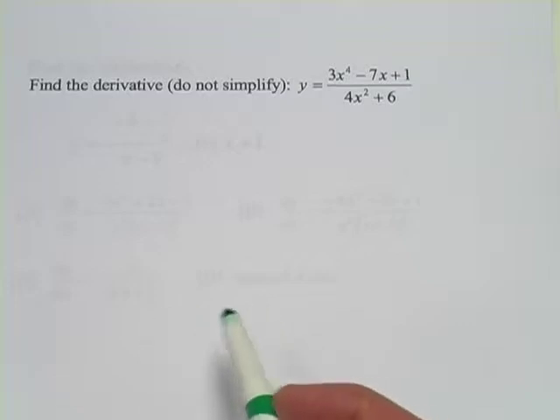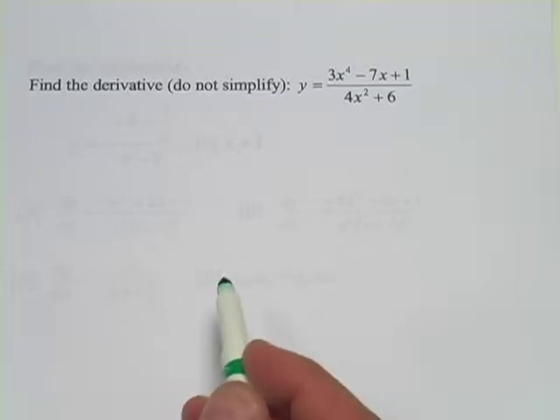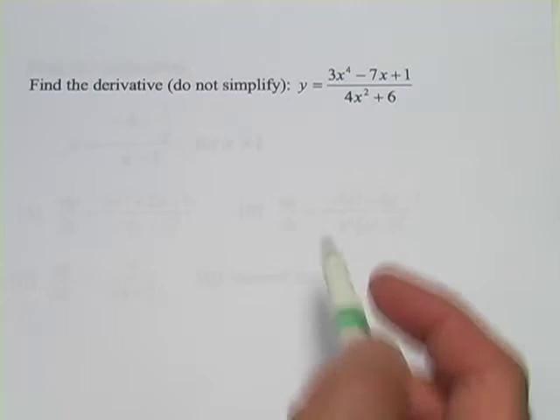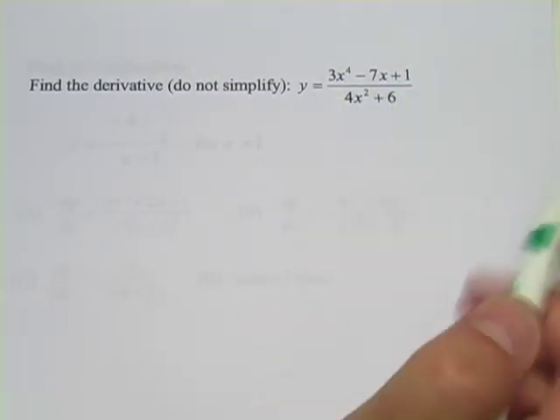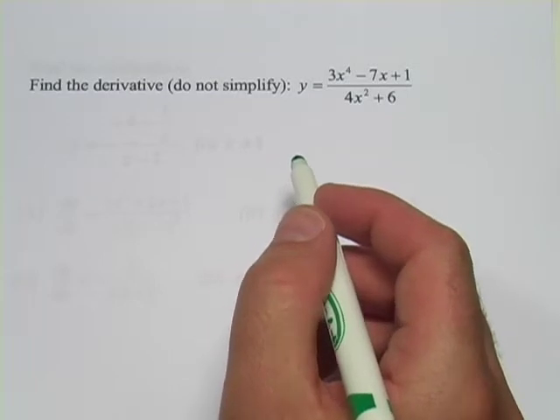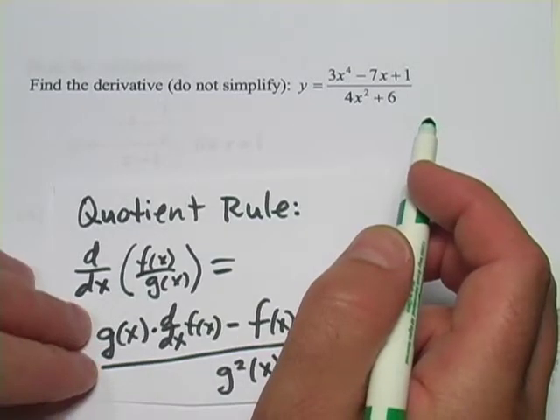In these problems, we're going to be applying another differentiation rule. And in this case, it's when you have something divided by something else, and this is a quotient, and we have something called the quotient rule, which will make these a lot easier to do.